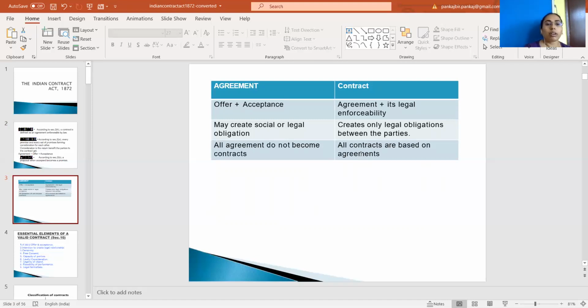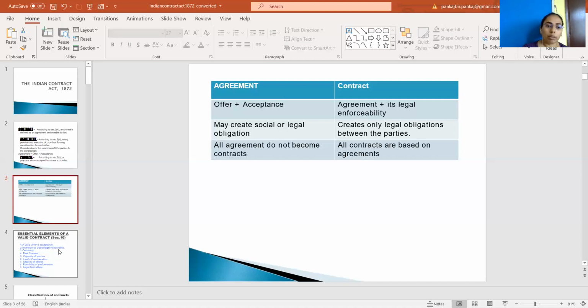And one of the differences is that not all agreements become a contract. That means two parties make promises to each other but may not have the intention to create a legal obligation, so it will not be converted into a contract. But in the case of a contract, all contracts are based on agreement. That means for the formation of a contract, first it needs to be an agreement, then it will be added to by the enforceability of law, so it could become a contract.